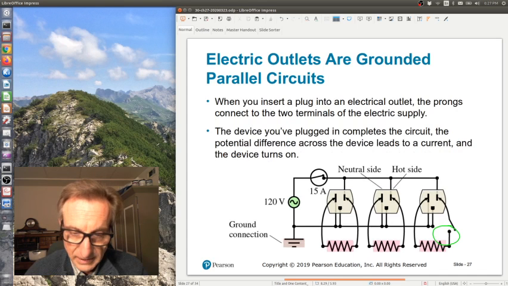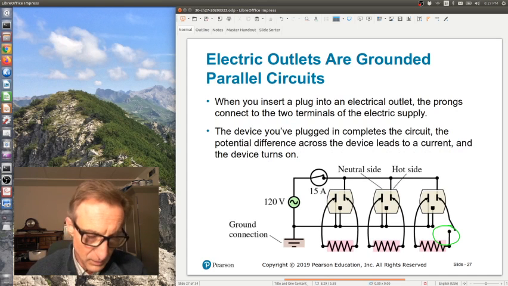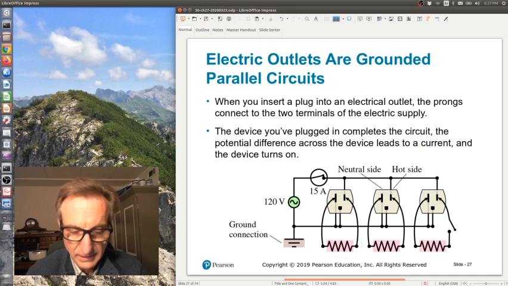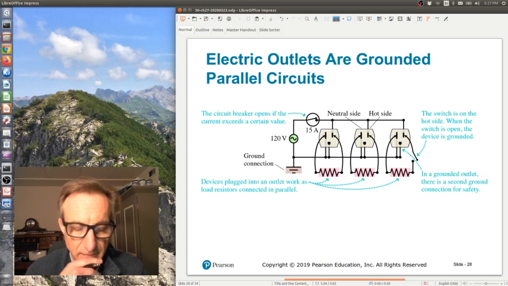When we insert the plug into the outlet, the prongs connect to the 2 terminals of the electric supply, and by doing so, when you plug in a device, here's a device right here, you're plugging that into the outlet and therefore completing the circuit. Without that device connected, we have no complete circuit. The ground or neutral and hot side are not connected to one another, and so no current will flow until a device is plugged into that outlet. So all outlets are grounded, and all outlets are connected to some kind of circuit breaker for protection.